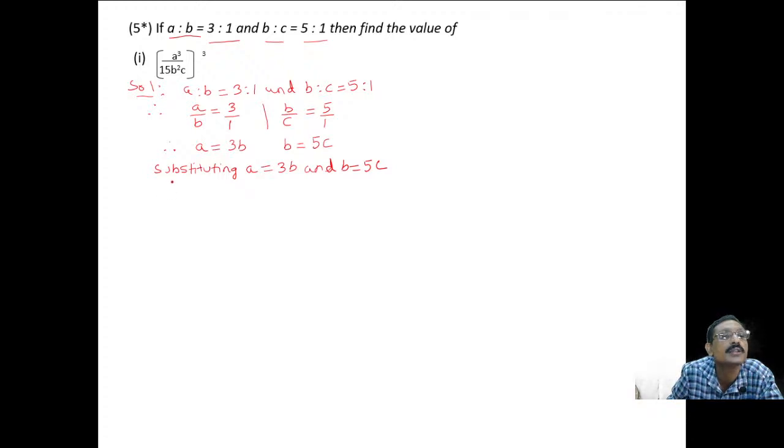What is the value given to us? A cube upon 15 B squared C the whole cube. Now this is equal to, you have to be a little careful here when we are doing certain substitutions. Let us put a bracket here. A cube. What is the value if you substitute this? Now before substituting this, what did I tell you? Before substituting this, we didn't have the value of B. So we have to substitute here.